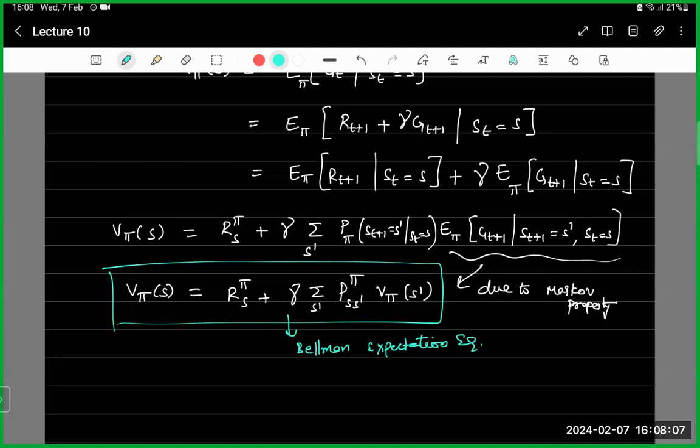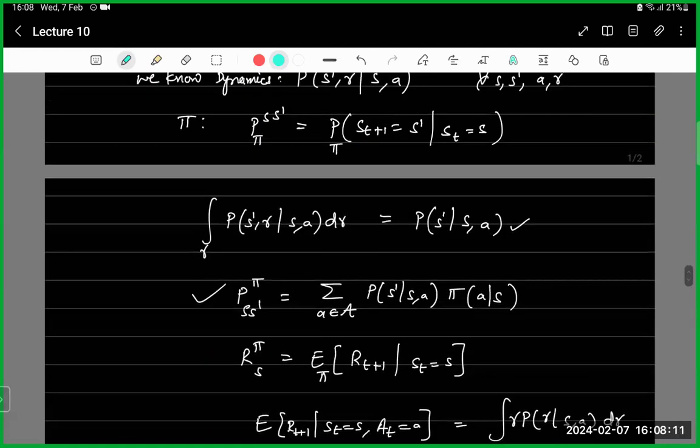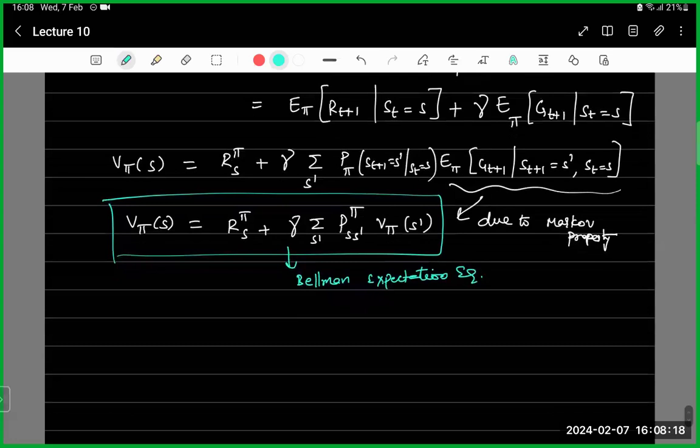Only those two matter for us. We might know the whole joint distribution, but what really matters for us in whatever calculations we do is r pi and p pi of s s dash. If you know the dynamics, you can calculate this. That means you know the dynamics of the MDP and you know what policy pi is. Now you want to understand how good that policy is. For finding that, you want to find v pi of s.